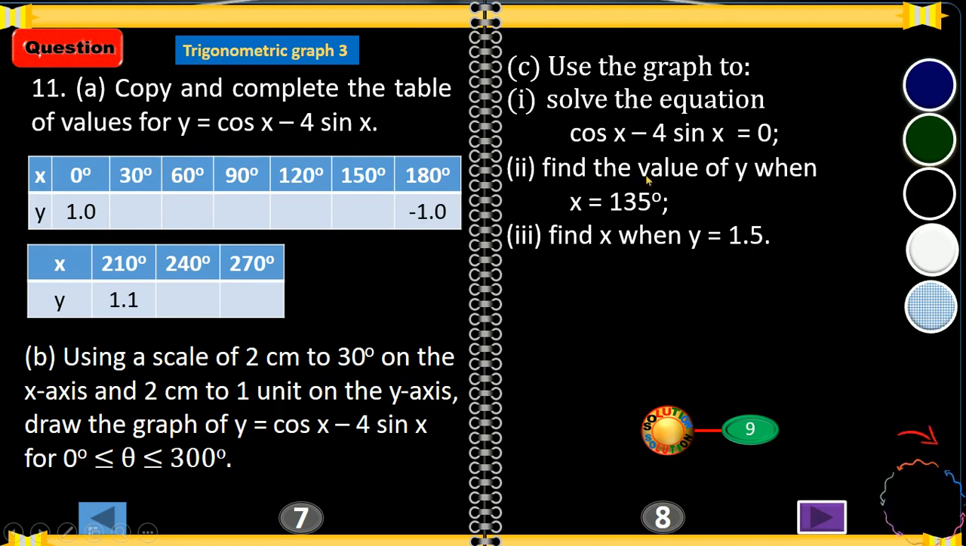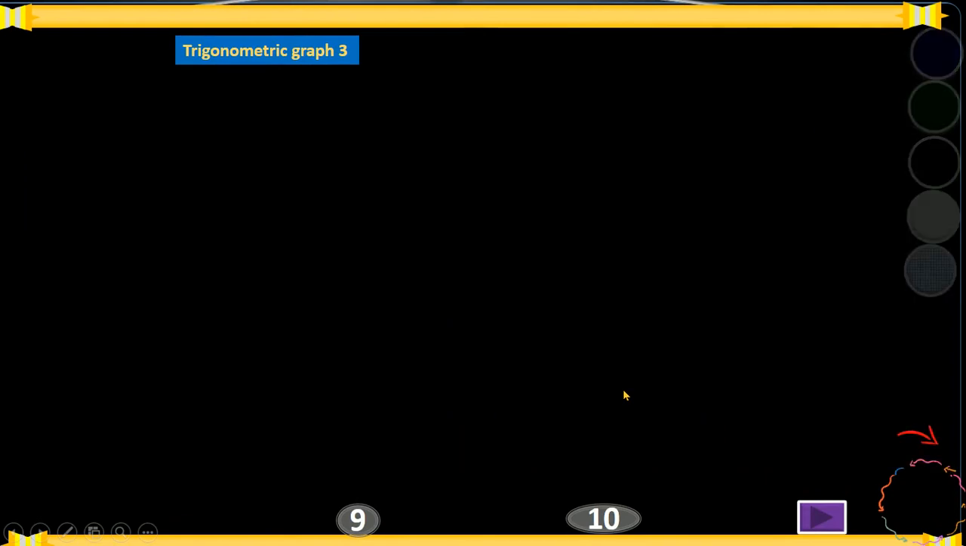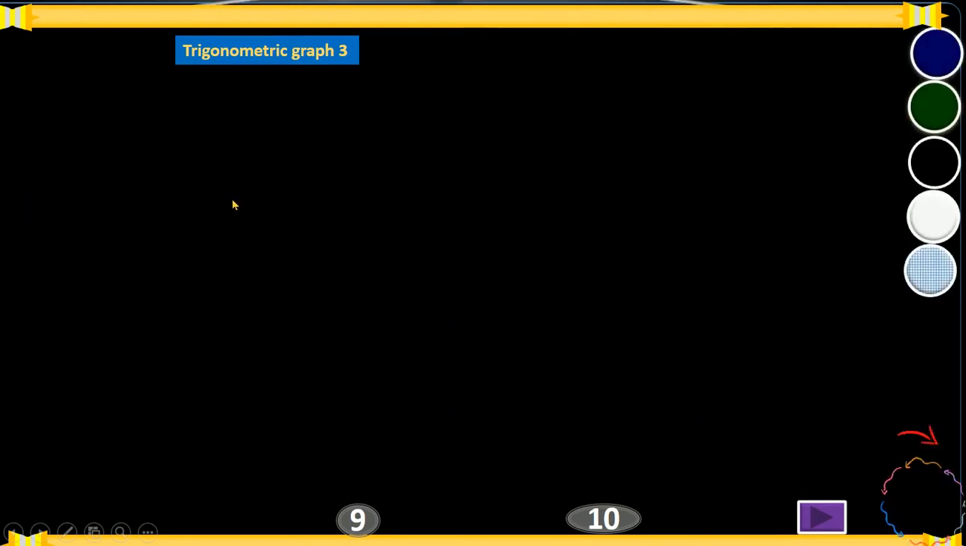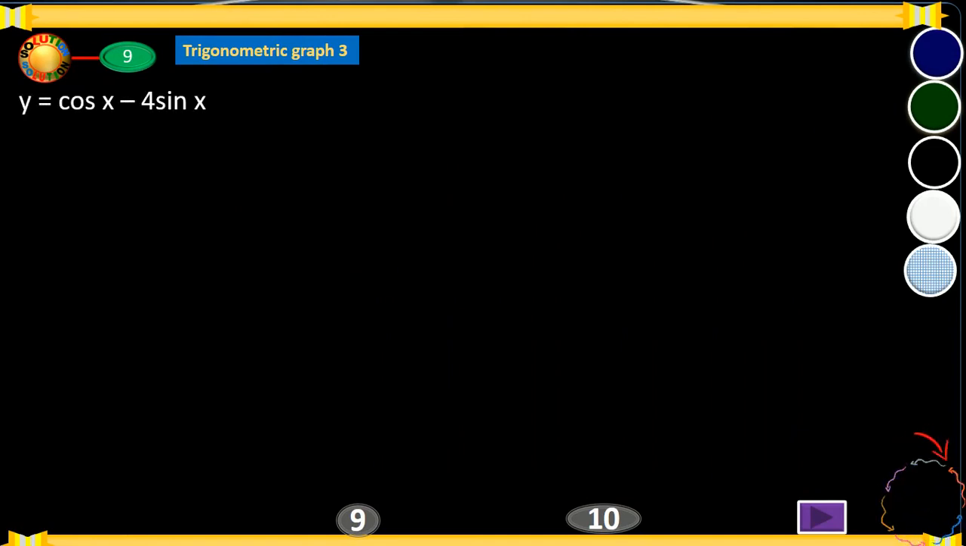Number 2. Find the value of y when x is equal to 135 degrees. Number 3. Find x when y is equal to 1.5. We are going to solve these questions together now. The function we are going to use to prepare the table is y is equal to cos x minus 4 sin x.